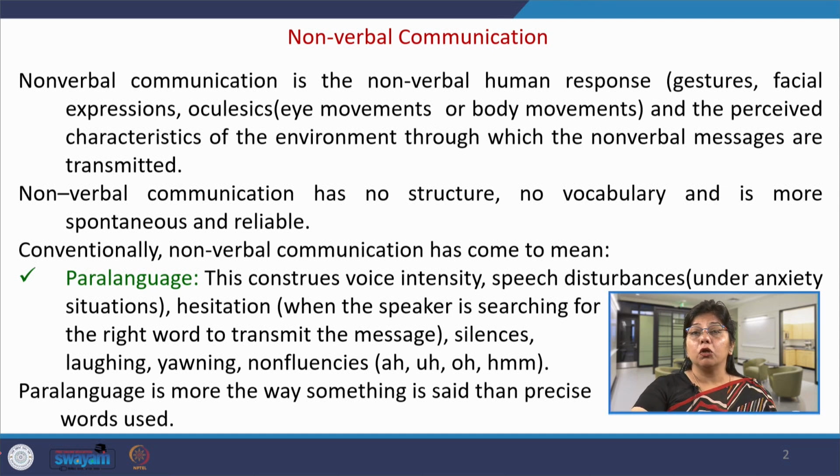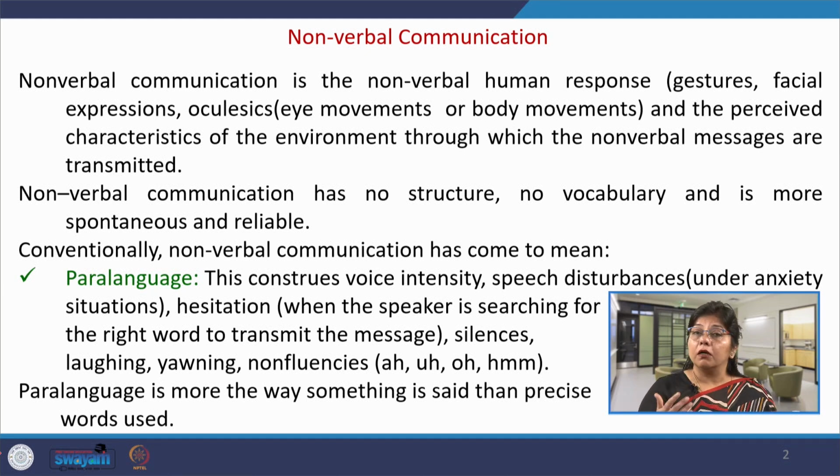Or laughing, yawning or non-fluencies. Laughing has only voice, there is no word. It can be either mockery, or it can be a jovial gesture showing that we are laughing and we are happy. It can be yawning: two people are interacting with each other and maybe one person is not interested in talking to the other, so he will start yawning. Or non-fluencies, for example, oh. These are not words, they are just sounds, voices that a person produces when interacting with the other person, and that transmit a message that he is surprised or elated. So, this is paralanguage, another form of non-verbal communication.